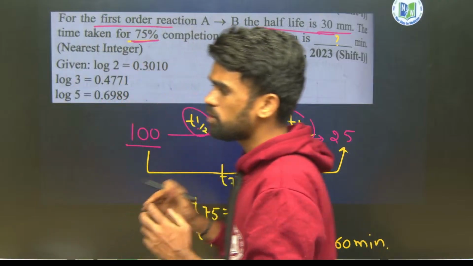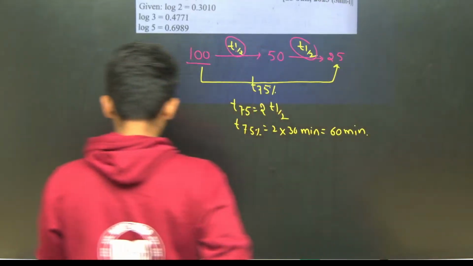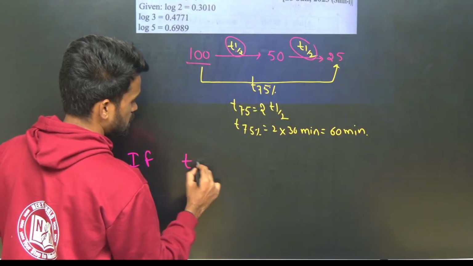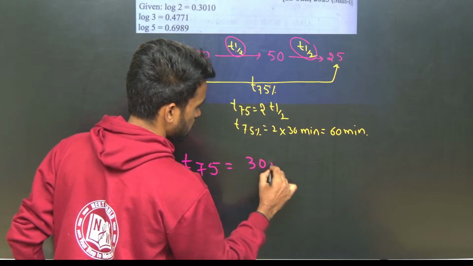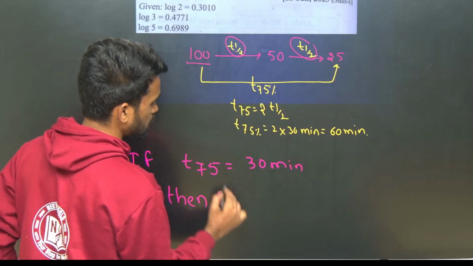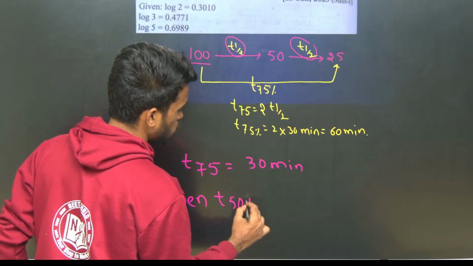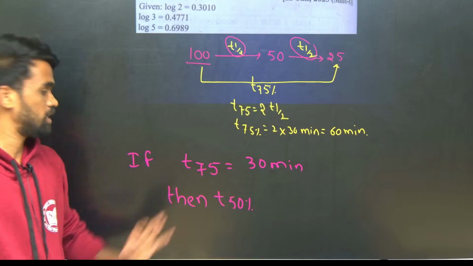Okay. So similar to this, I will be asking you few more things here. If T 75% is 30 minutes, then for T 50%, what you should do, just divide by 2. T 75 by 2 gives 15, T half, that is T 50%.